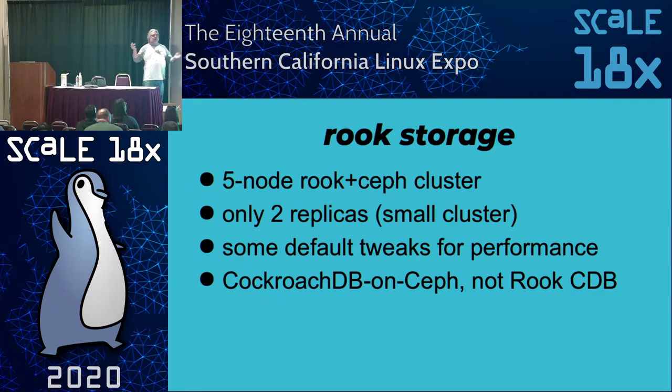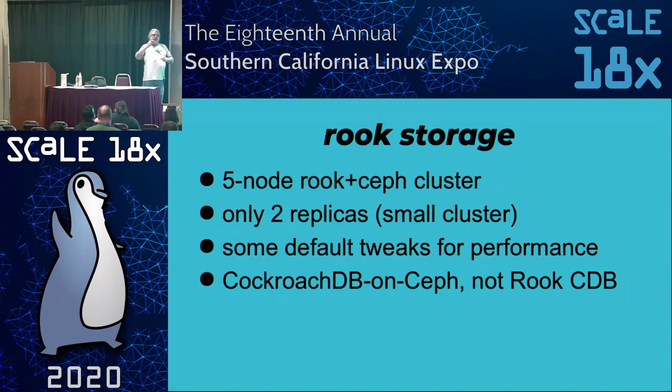Normally, for a production setup, we have a larger cluster. You would do at least 3 for failure tolerance, but it seemed ridiculous to do 3 when we only had 5 nodes to choose from. I did do some default tweaks that are in the Ceph documentation for performance. And the other important thing is I'm going to show you CockroachDB.